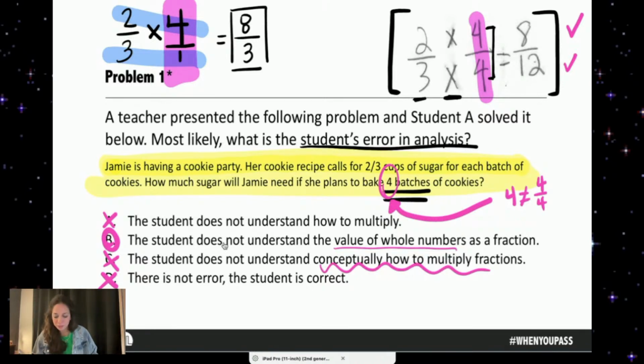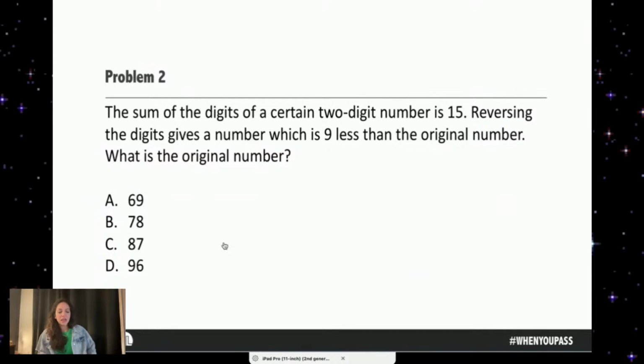So let's go on to problem 2. The sum of the digits of a certain 2-digit number is 15. Reversing the digits gives a number which is 9 less than the original number. What is the original number?